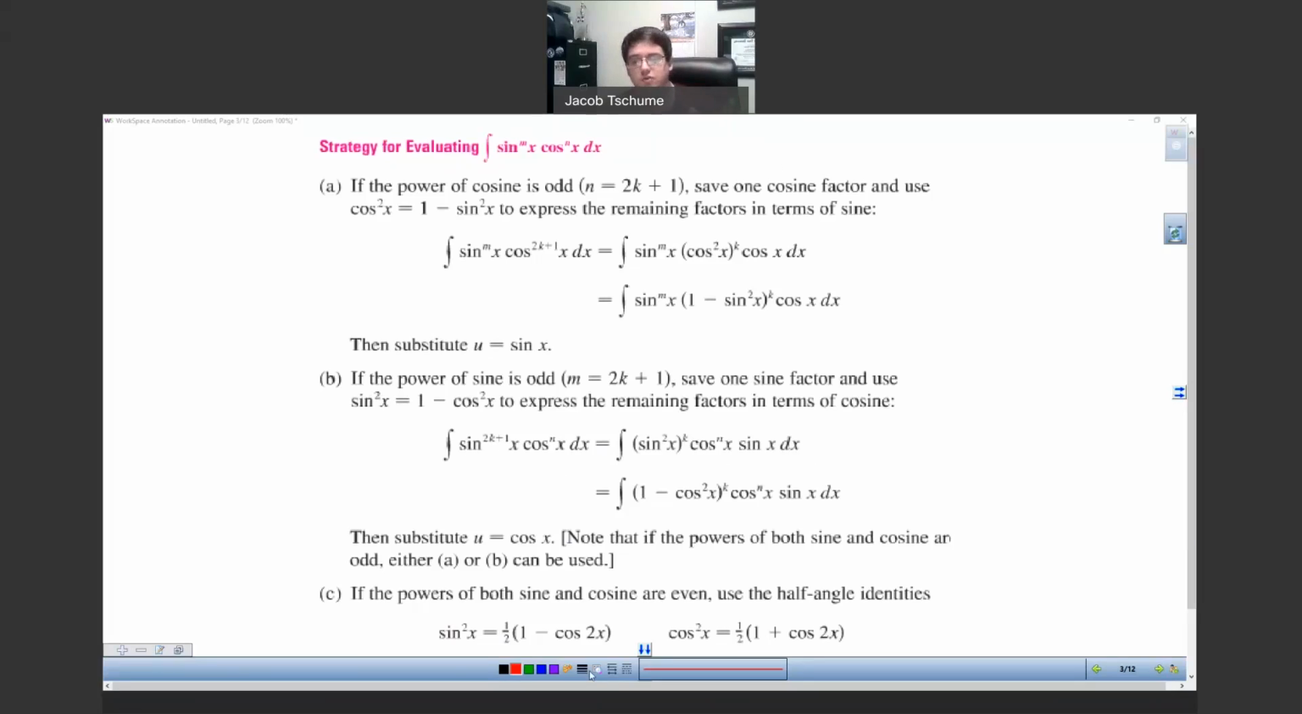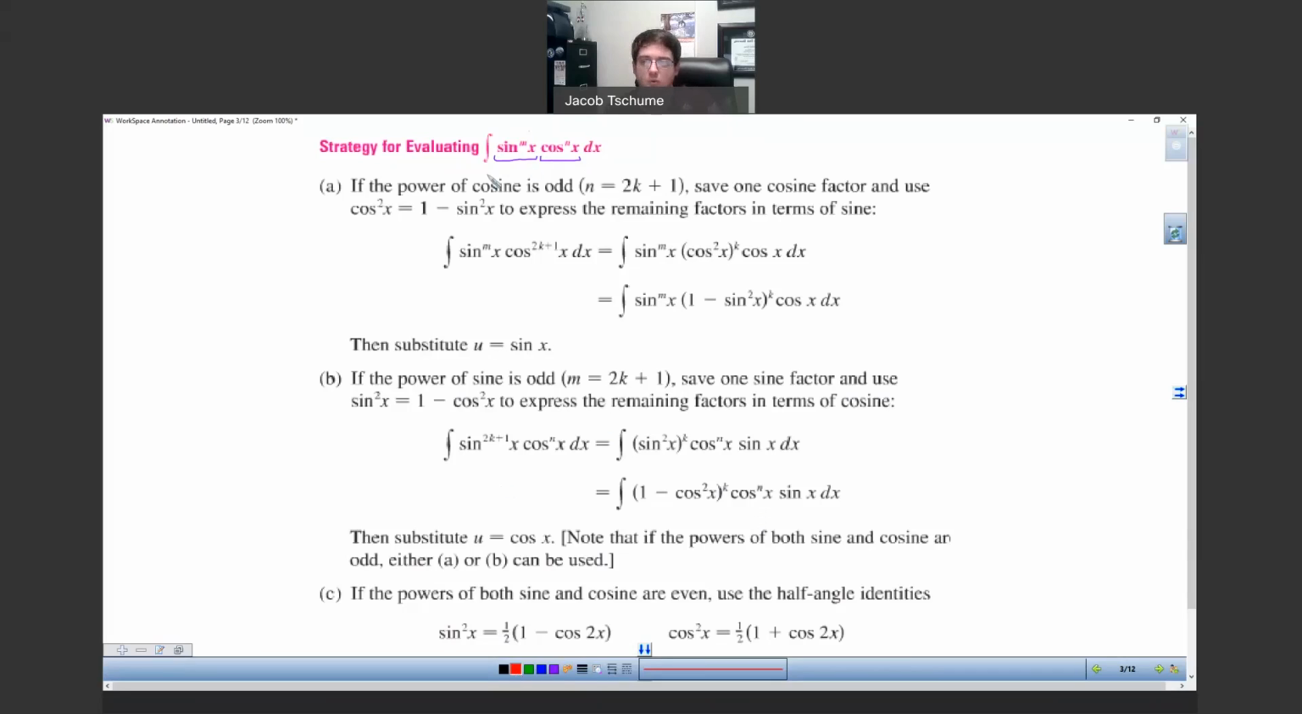So the first strategy we want to talk about is what happens if you have a sine function and a cosine function being multiplied together of either the same or different powers. Now, how these strategies work is that depending on the powers of sine and cosine will depend on which of these three strategies we're going to go with.